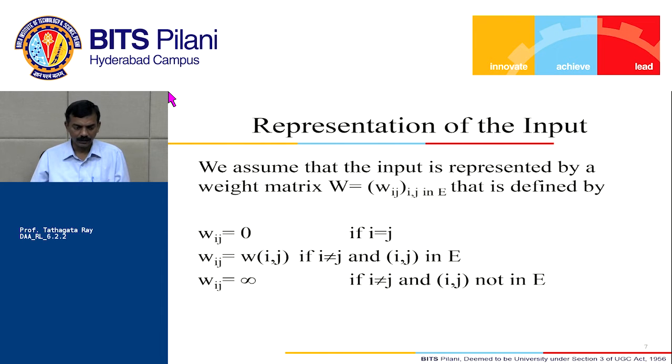Now, how do we represent our weighted graph? How do we represent the weights? We can represent the weights just like you represent the connectivity information using an adjacency matrix, using a similar matrix for storing the weights. So we assume that the input is represented by a weight matrix W that is defined as follows.